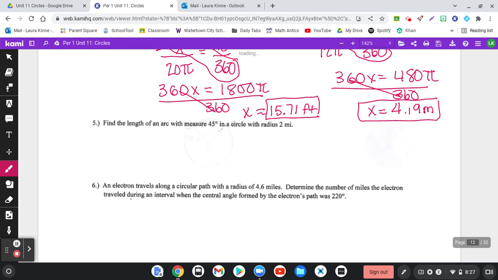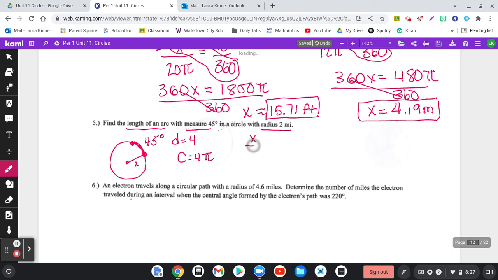All right, last two. Find the length of an arc with a measure of 45 degrees in a circle with a radius of 2. So arc length, remember when we're looking at this, is not area, it's just part of your circumference. So it's 45 degrees, okay? The radius is 2. So your diameter, which you need for your circumference formula, would be 4. And that formula is right on the formula sheet.